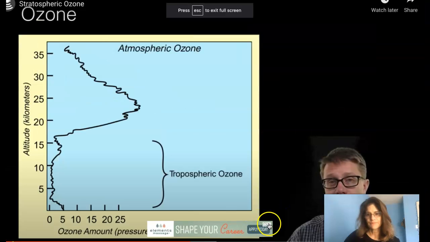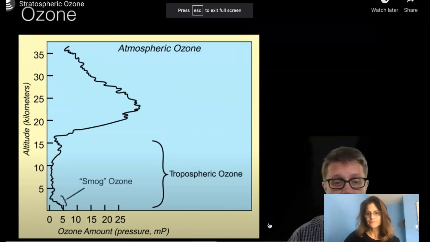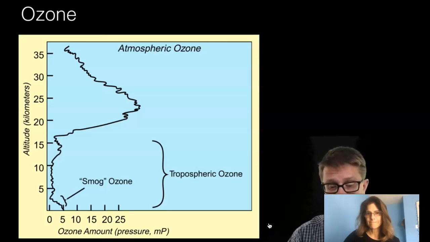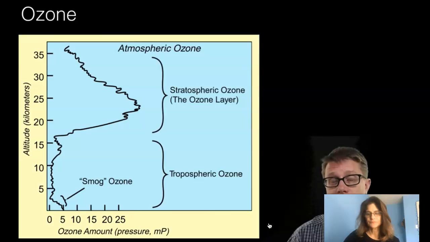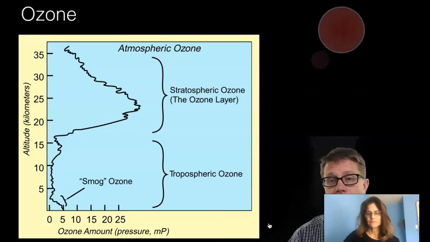This near the bottom is called tropospheric ozone. This is that bad ozone. It can create smog, also leads to lung irritation, can lead to things like lung cancer. As we move farther and farther up, we get into the stratospheric ozone. That's the ozone we're talking about. This is the ozone layer, large amounts of ozone high in the atmosphere.